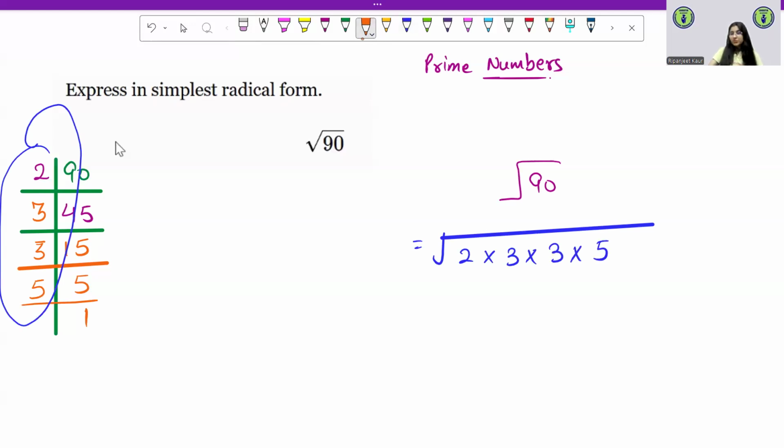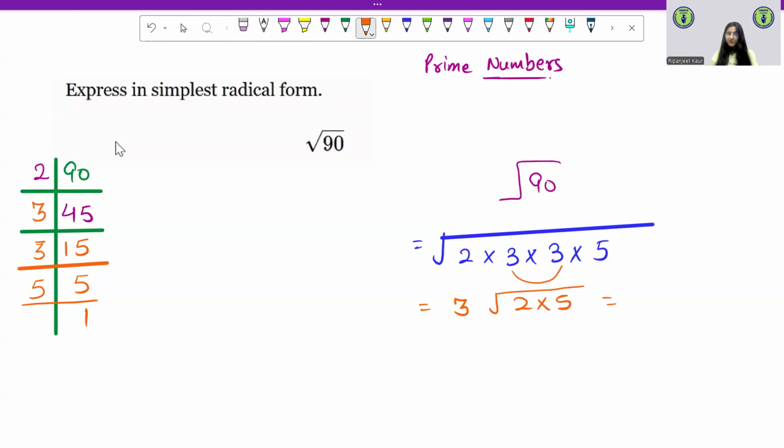Now, because it is a square root, we always take one number out of a pair. How many pairs are there in the square root? 2. These are the two numbers which make a pair. So we can take out one common number out of it, and inside, there are no pairs left to combine with. And what will be our answer? 3 and square root of 10. So that is the simplest radical form of root 90.